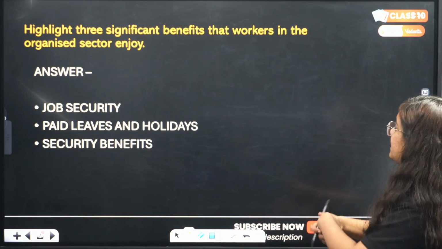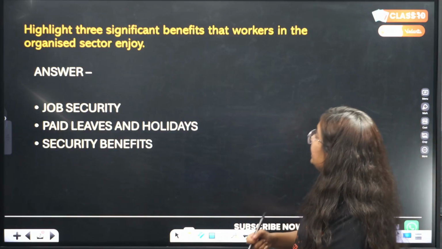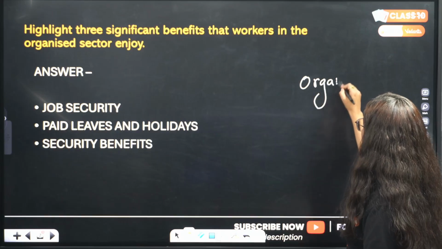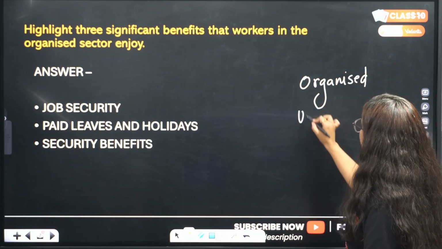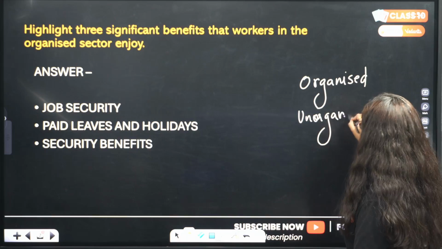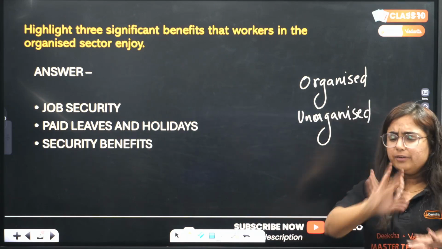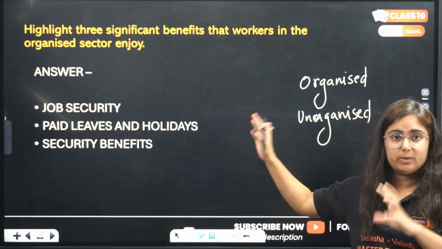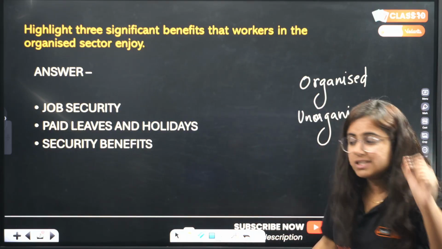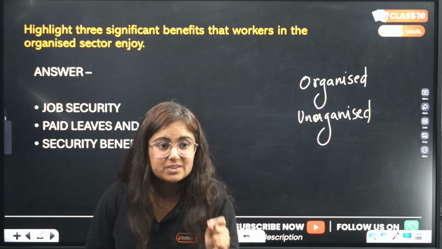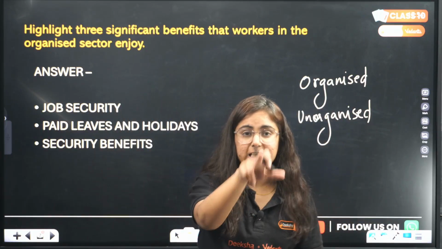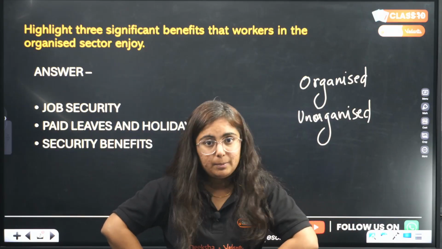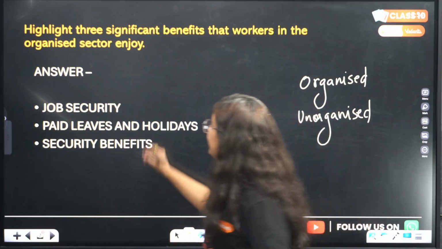Next, highlight 3 significant benefits that workers in the organized sector enjoy. So I'll tell you there are 2 sectors. One is the organized sector and the other one is the unorganized sector. Okay, organized, everything out here is organized. The word itself clearly makes you understand what it actually means. So the organized sector in an economy means something that is regulated by the government. So when the government is there, what will the government provide you?